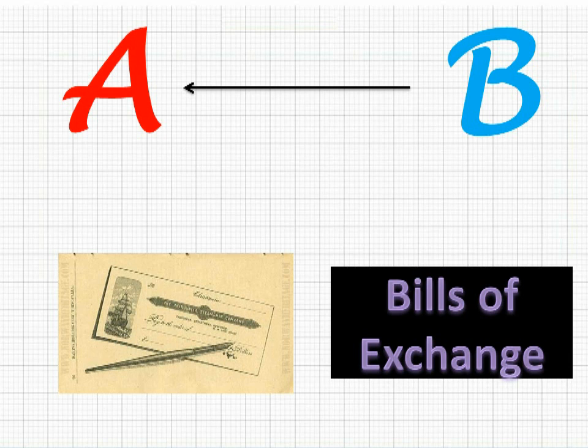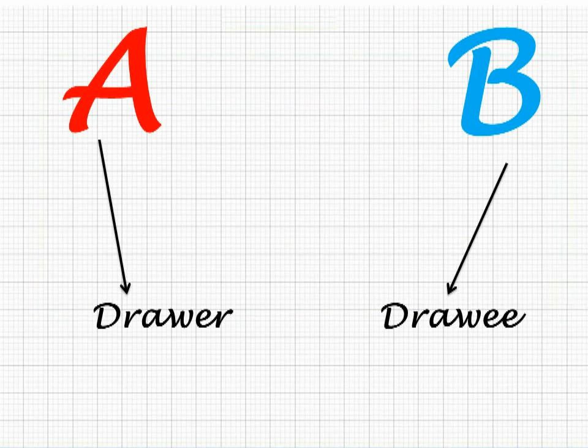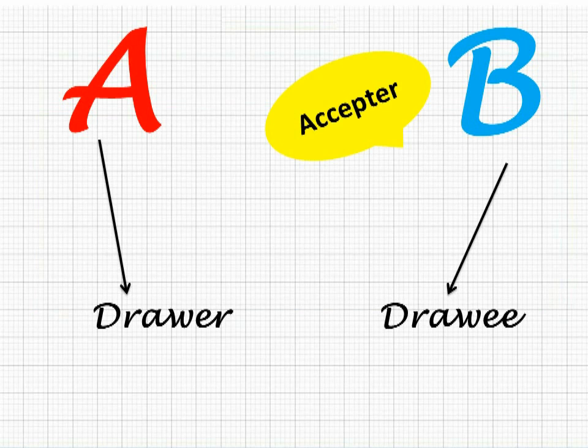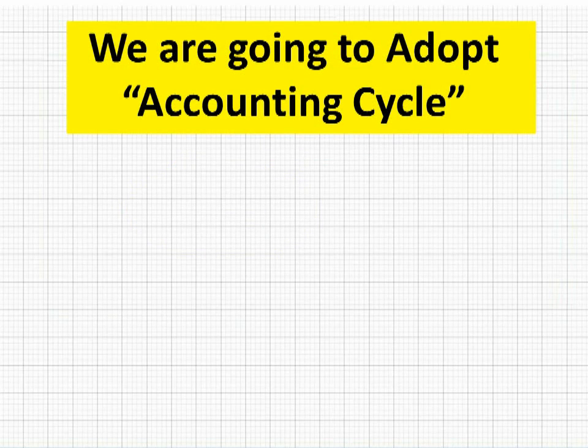So technically, A has drawn bill on B and B has accepted bill from A. These are the technical terms you must know about it. So in this situation, A is the drawer and B is the drawee, or B can be called acceptor and A can be called maker of the bill. So in this way, we are going to start practical questions, how they will make the journal entries for bill of exchange.